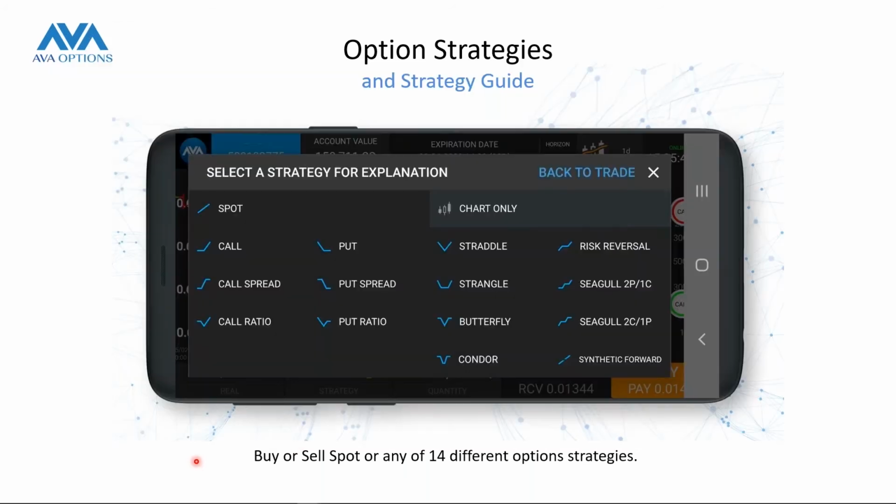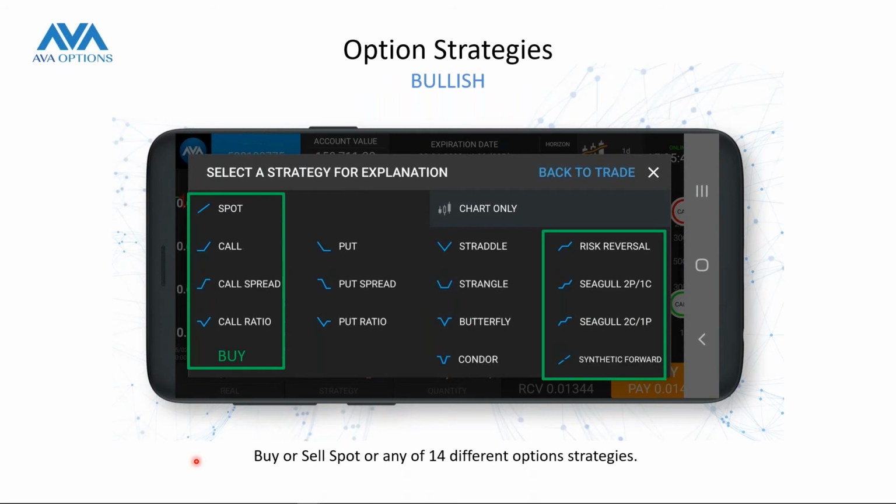I've got a diagram here. These are all the option strategies, and I've highlighted what one would typically use for a bullish strategy. Bullish means that you think the market's going to go up, whatever asset it is that you're going to trade.